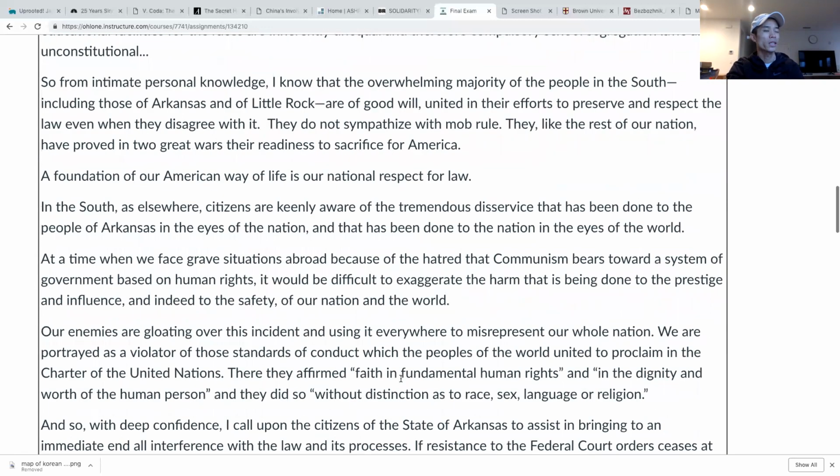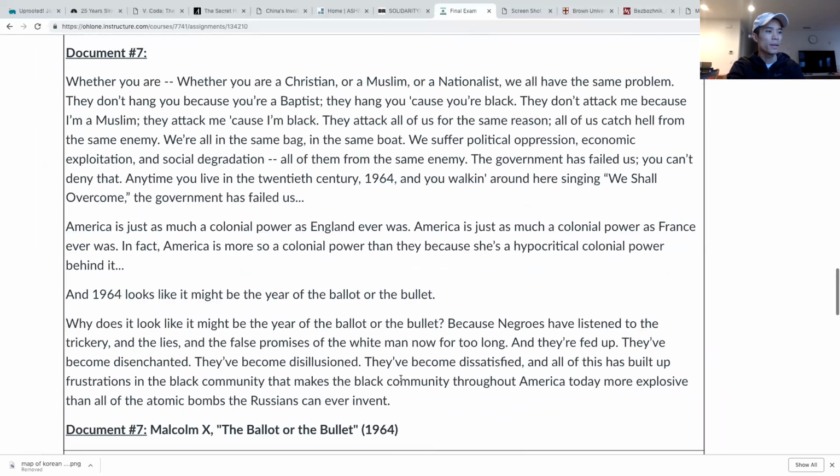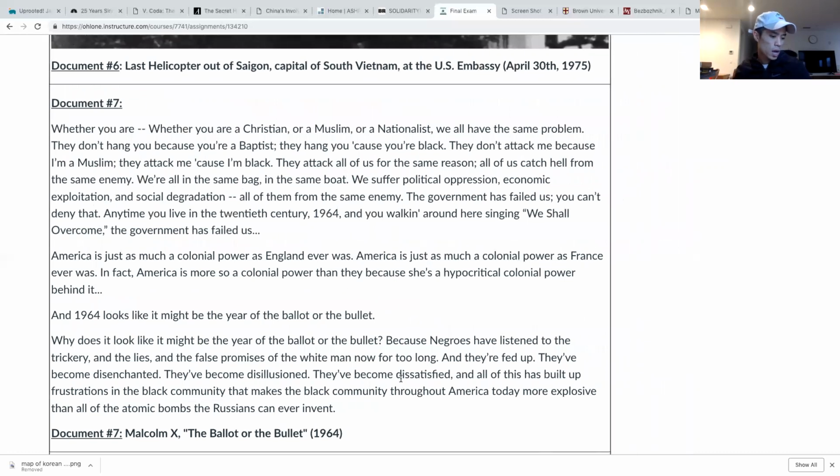We have another document. I love this document, document number 7. This is by Malcolm X, another influential leader of the civil rights movement, very different from Martin Luther King.